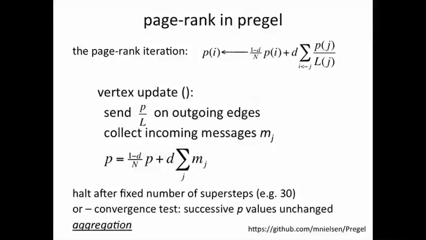So the goal is to compute the PageRank for every node in a graph. If there are n vertices in a graph, then there will be n values pi, one for every vertex. Further, every vertex has outgoing edges. So L of j is the number of outgoing edges that vertex j has.